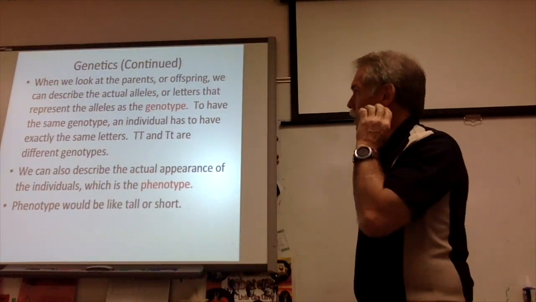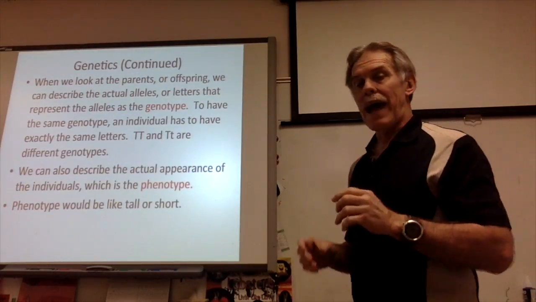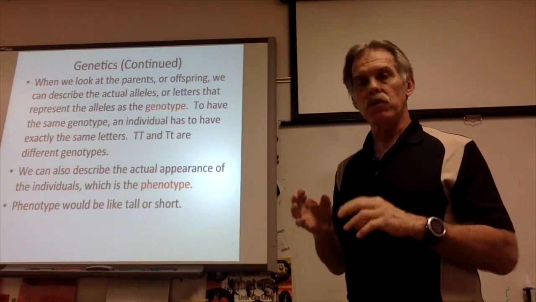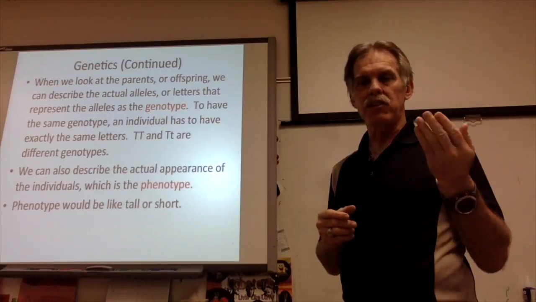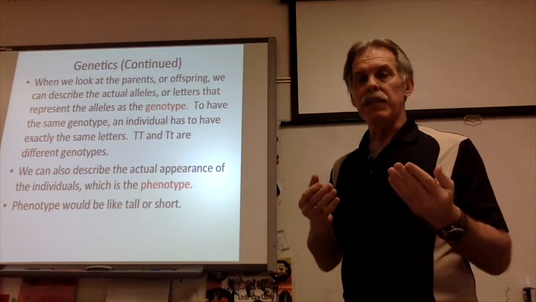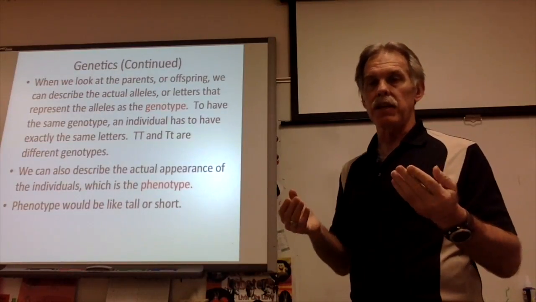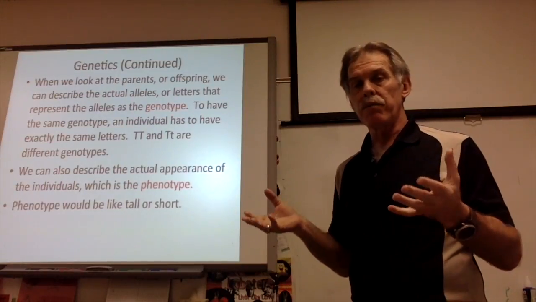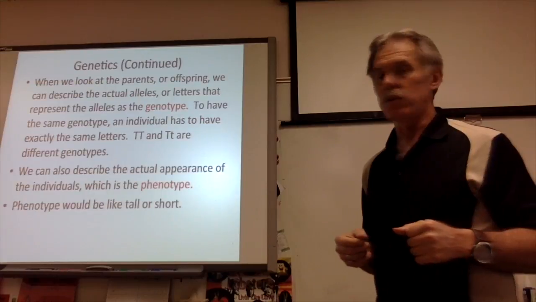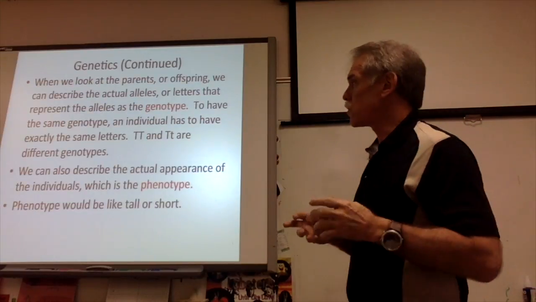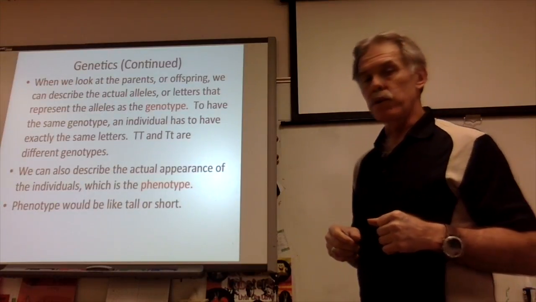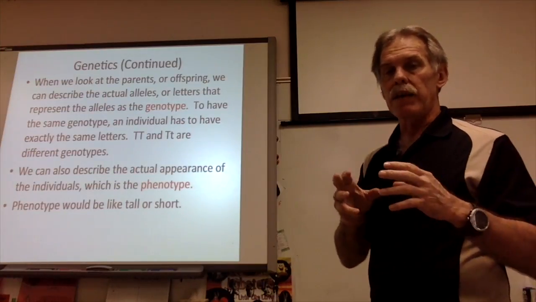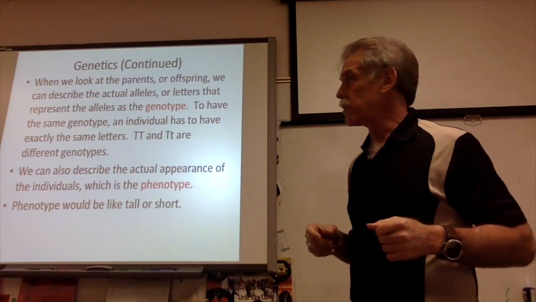So when we look at the parents, the actual letters they have, we have a name for that. We call it the genotype. So you can kind of think of it like gene type. Big T and little t are two different gene types. Big T would be the other possible choice of gene type or genotype. We're going to do a method called the Punnett square in a little bit to show how these are passed on to the next generation.